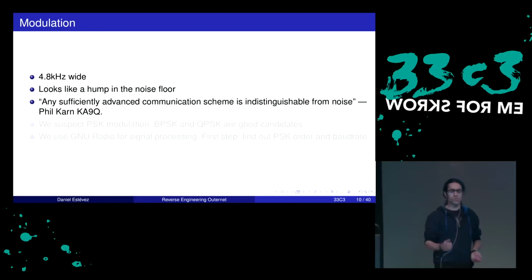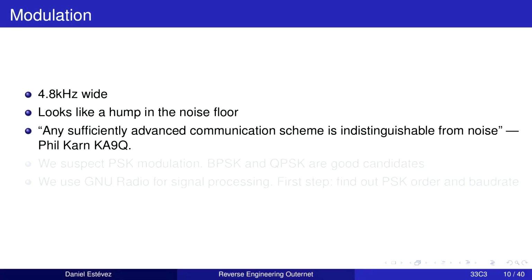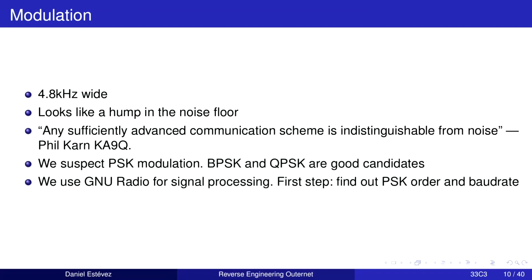So I like this quote from Phil Karn very much. It says that if you use a good enough modulation or protocol, then there are really no features in the spectrum or in the waterfall. So what do we do? Well, we have some experience in satellite communications. Most of the time they use PSK modulation, a single channel, no OFDM, that's for terrestrial. But we don't know if it's BPSK or QPSK, it could also be QAM. But we suspect that either BPSK or QPSK are the most likely candidates.